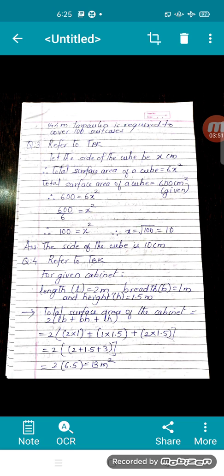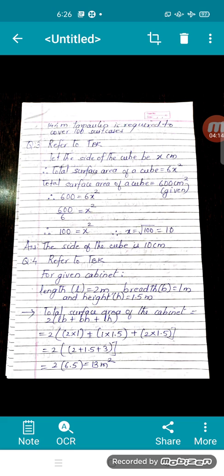Find the side of the cube whose surface area is 600 centimeter square. Let the side of the cube be x centimeter. Total surface area of a cube is 6x square. Total surface area of the cube is given in the sum as 600 centimeter square. So 6x square is equal to 600. X square will be 100. So x will be 10 centimeter.